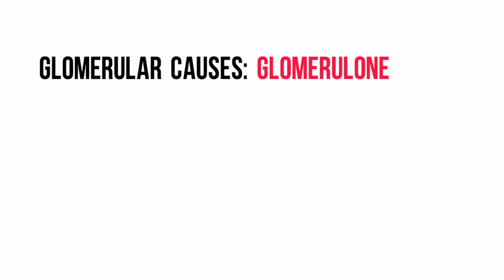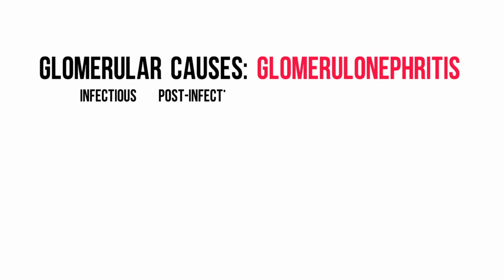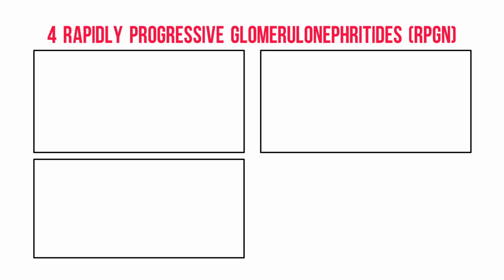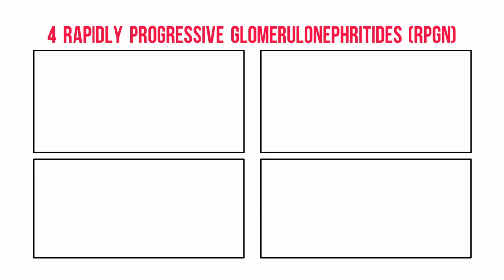Glomerular causes are usually some sort of glomerulonephritis, meaning inflammation of the glomerulus. This can either be infectious, post-infectious, typically post-streptococcal, or inflammatory, by which I mean some sort of autoimmune disease. There are 4 autoimmune-mediated rapidly progressive glomerulonephritis, RPGN, you need to remember, because the diseases can deteriorate rapidly and treatment, like plasmapheresis, must be initiated quickly.